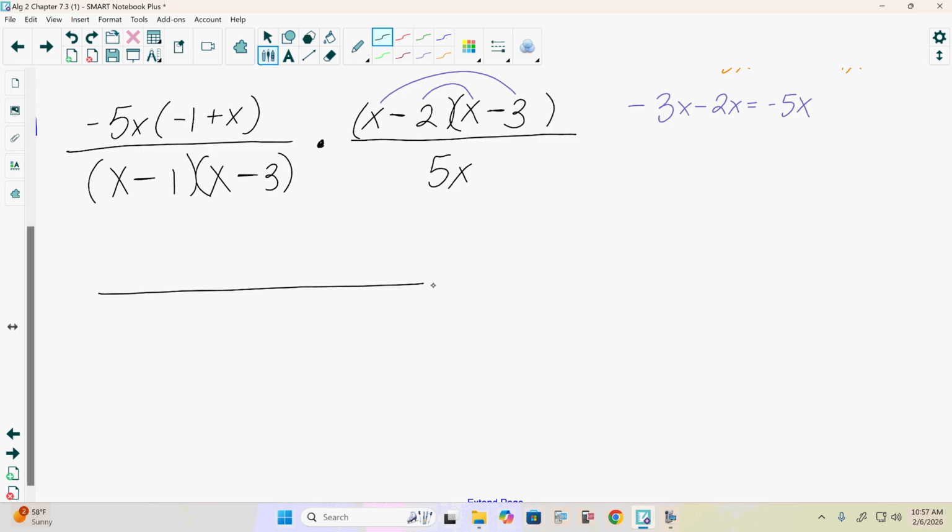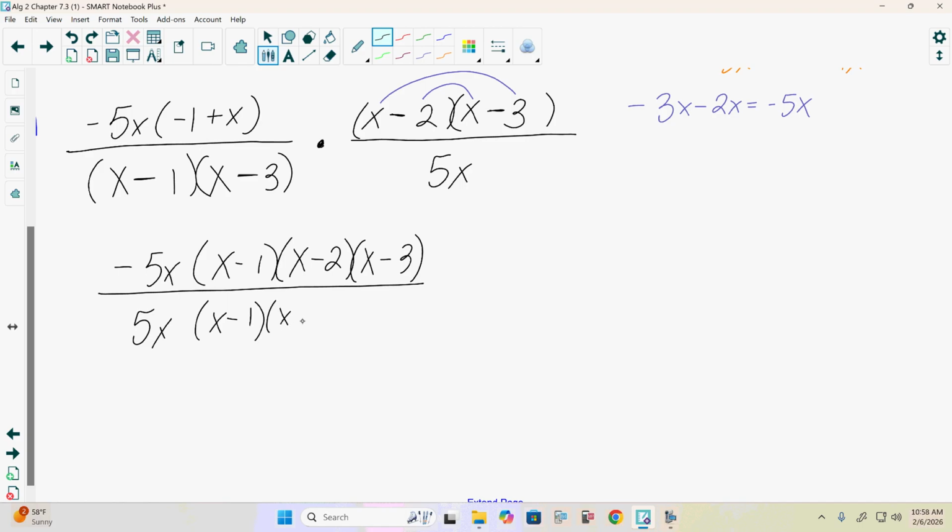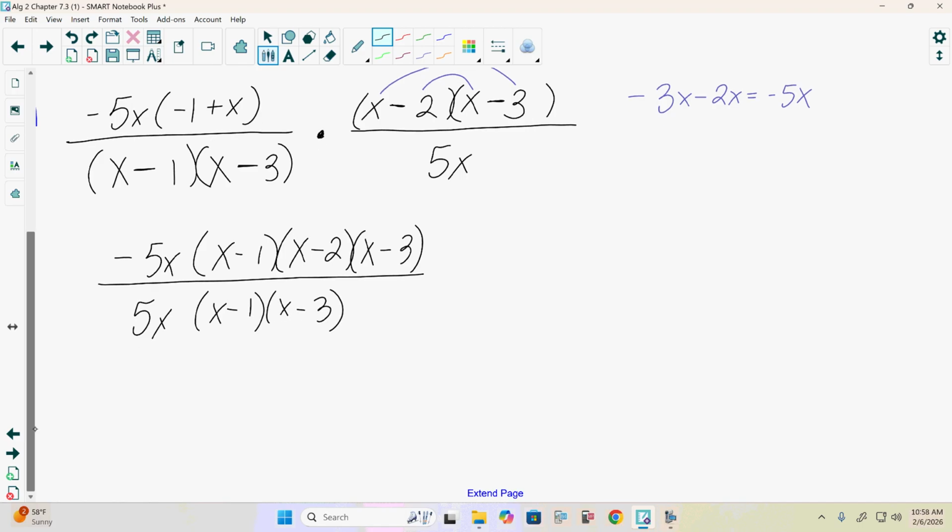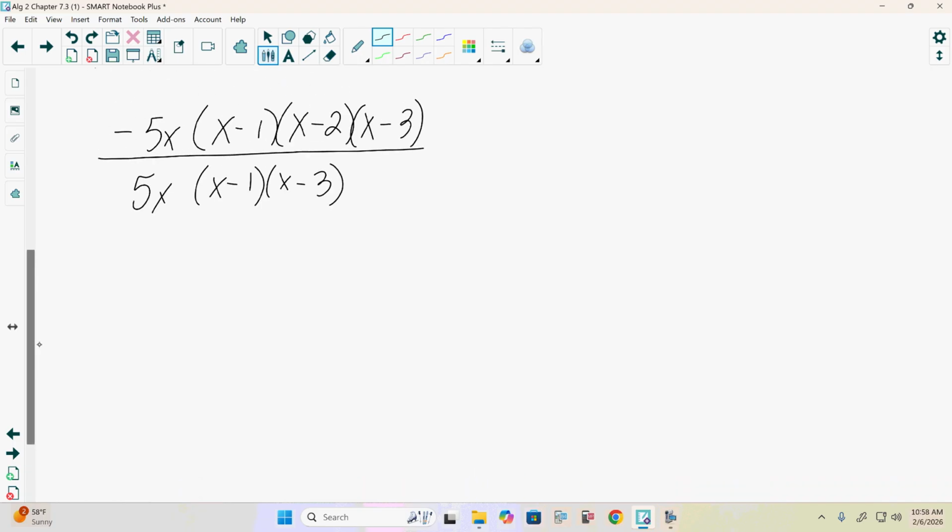Now we need to multiply the top and bottom. So on top, we'd have the negative 5x times, I would fix that negative 1 plus x, and rewrite it as x minus 1 times x minus 2 times x minus 3. On bottom, I would move that 5x to the front, have x minus 1 times x minus 3. Questions on this here? Now we just need to simplify what's in common on top and bottom.